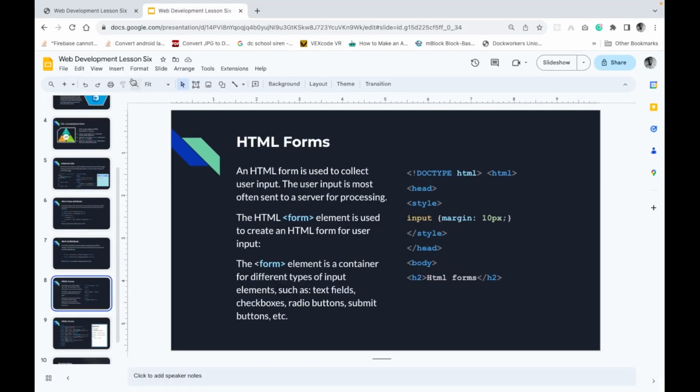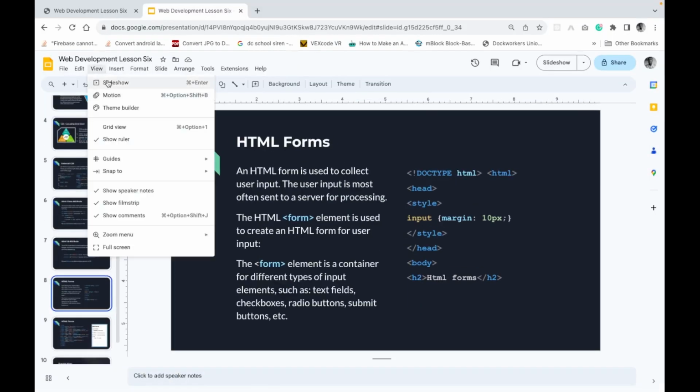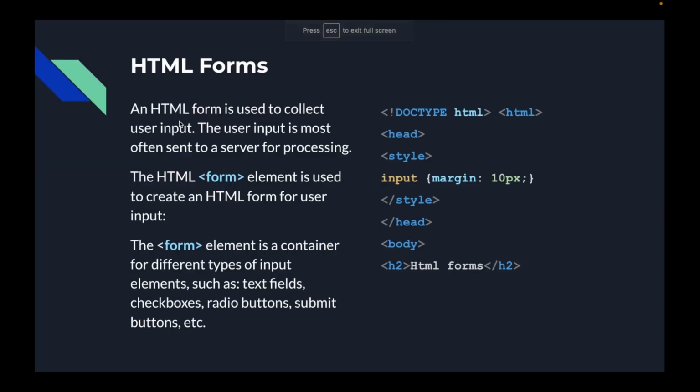So next we have HTML forms, and basically a form is used to collect user input. The user input is most often sent to a server for processing, and the form tag is used to create HTML forms for user to input their information. And we have different types of input elements. We have text fields, checkbox, radio buttons, submit buttons, etc.